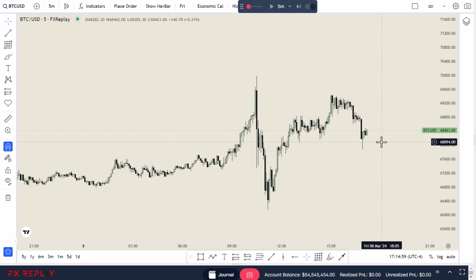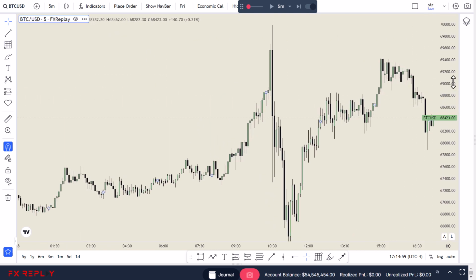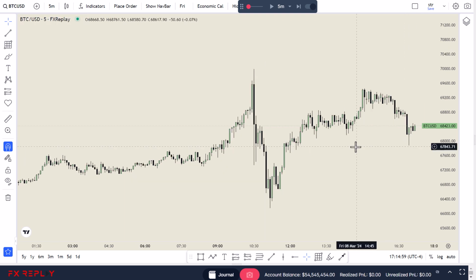So this is the Bitcoin chart, and these concepts work on every asset class, so it doesn't matter. What I'm going to show you here works on everything. So let's start with the 5-minute chart, because this is basically a scalping strategy. If you want to be a swing trader, then use higher time frames.